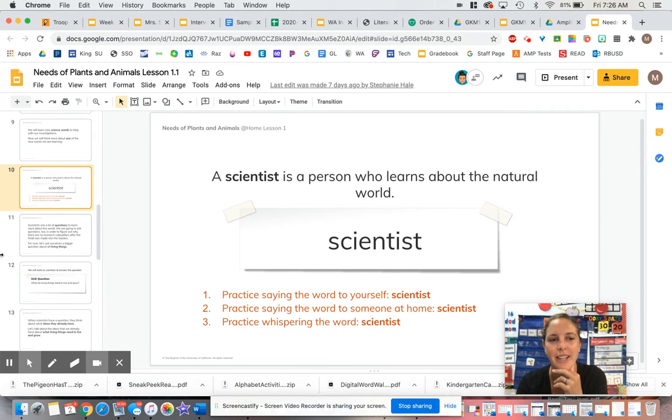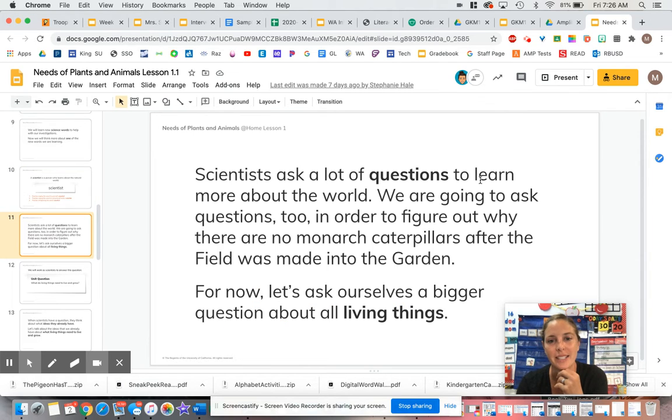Who wants to be a scientist? I wonder if any of you know any scientists. Scientists ask lots of questions to learn more about the world. So we're going to ask questions too in order to figure out why there's no more monarch caterpillars after the field was changed and made into a garden.